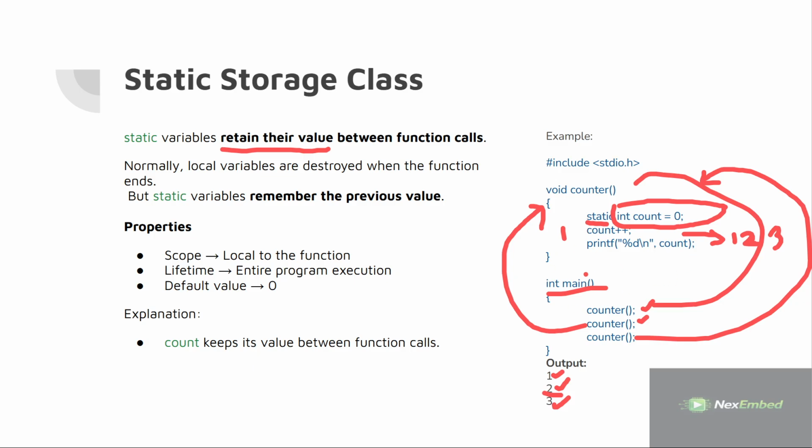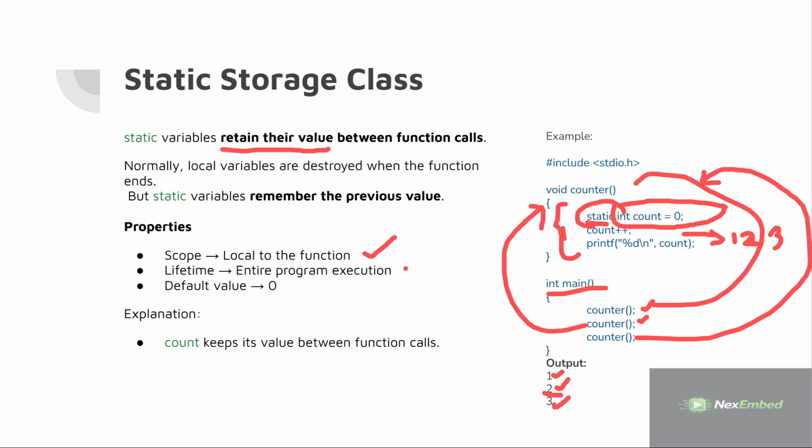You can try the same program in your lab without using static and with using static, and check the output. Once you try the same function both ways, you can get a clear idea about the static storage class. Okay, now we can see the properties. So how about the scope? If my variable is declared inside the void counter, it will be local to this particular function.